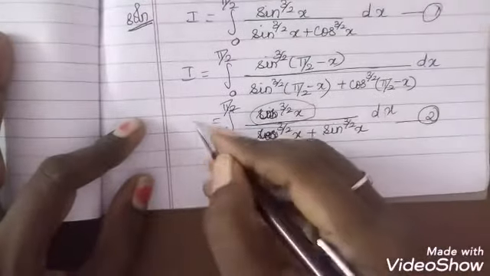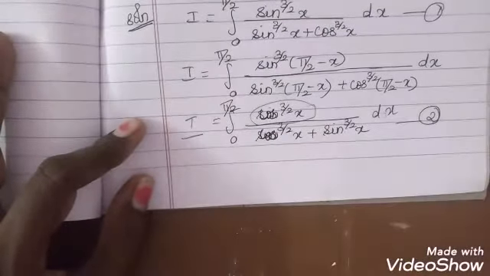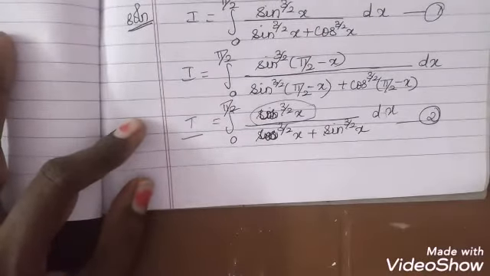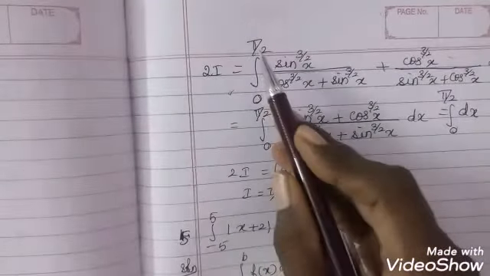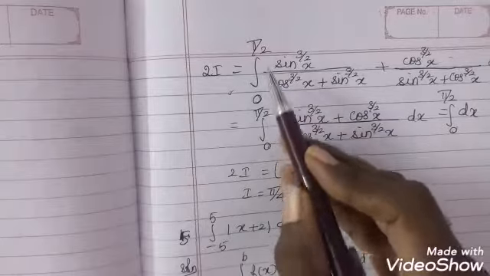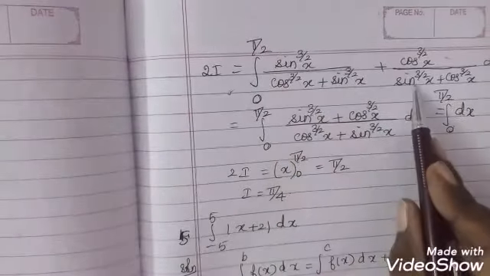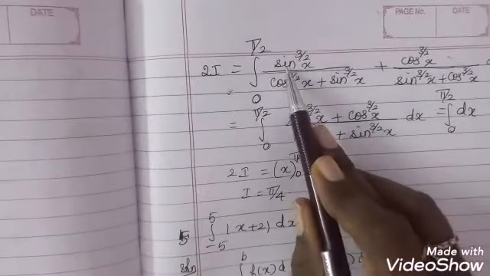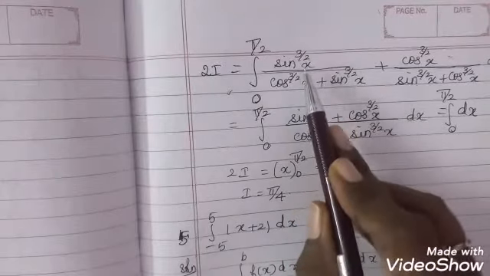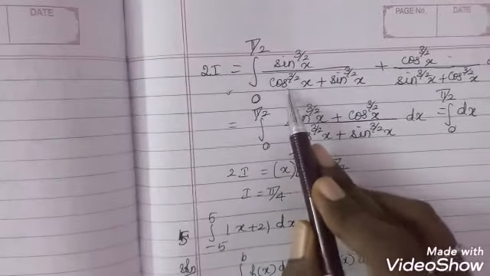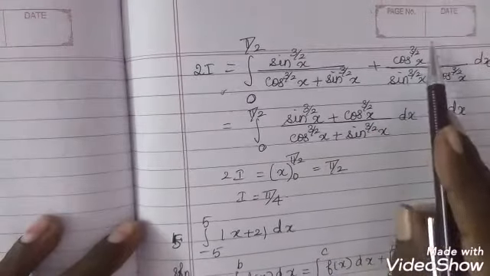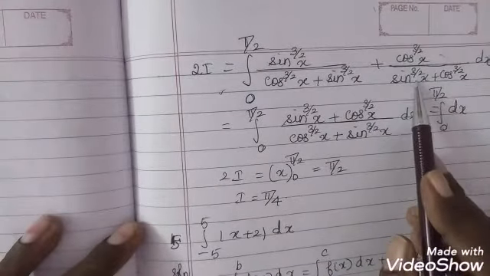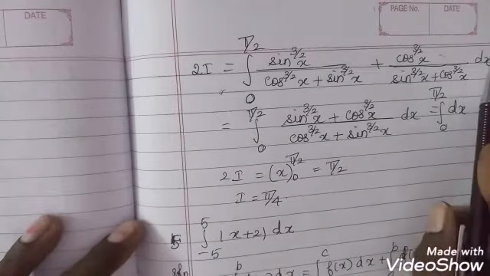I plus I, because this is nothing but equal to I. So you will get it as 2I. So here it's 2I you get here, which is equal to integral over 0 to pi by 2. As I told you, if the limit is the same, I can just add both the integrands here. So I've written the first one, sin^(3/2)x divided by cos^(3/2)x plus sin^(3/2)x plus cos^(3/2)x divided by sin^(3/2)x plus cos^(3/2)x you have here.